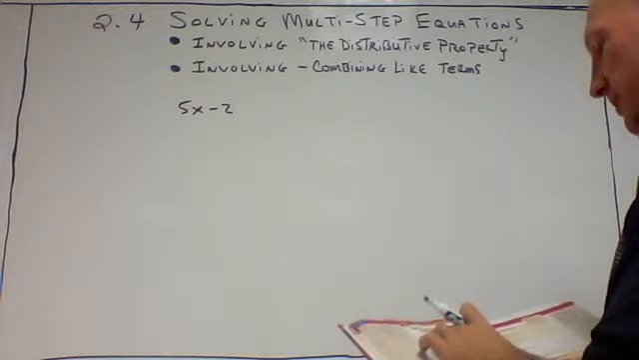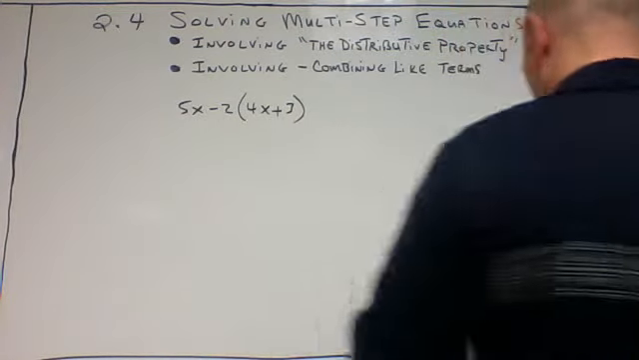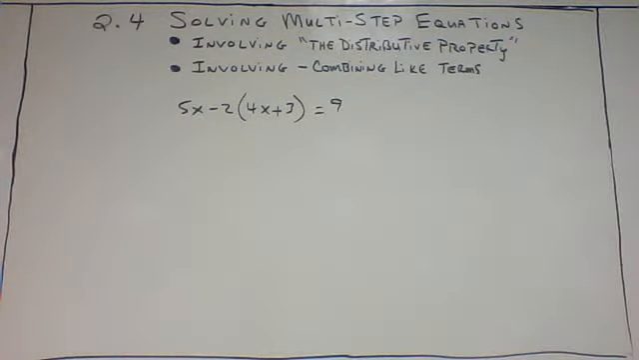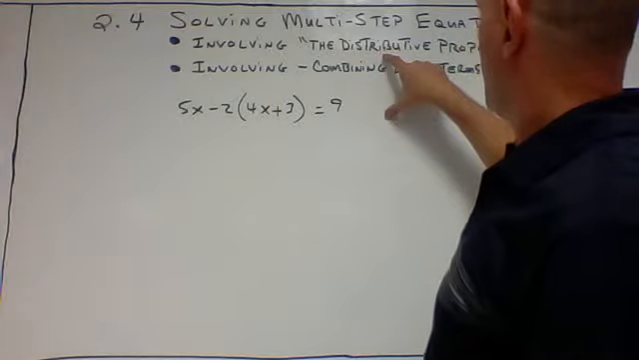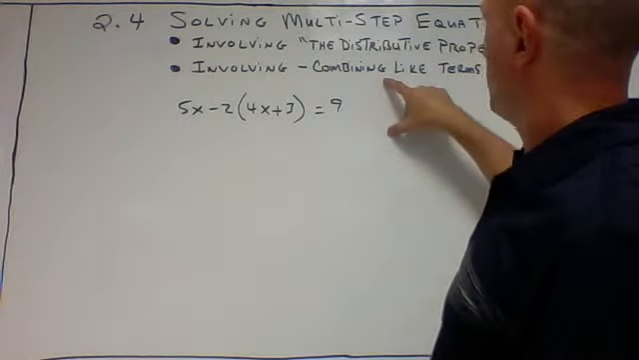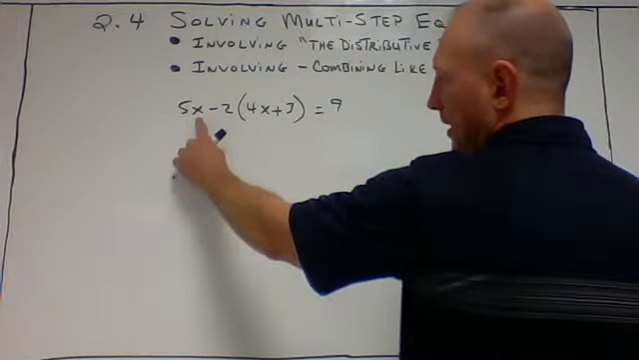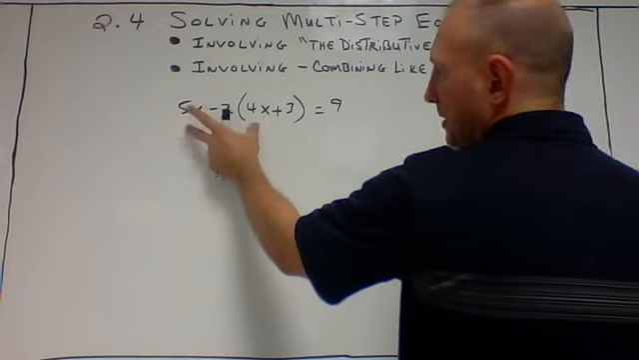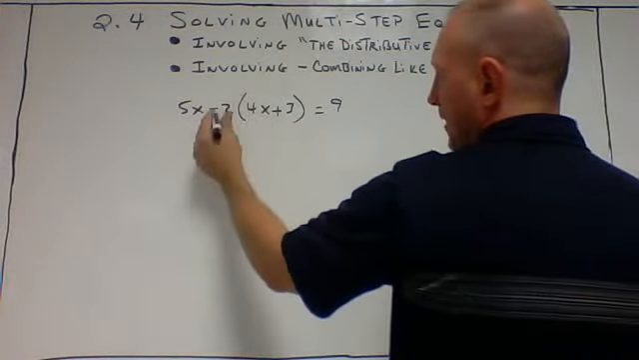(4x plus 3) equals 9. Now this is definitely going to involve the distributive property, and it's also going to involve combining like terms. So I can see over here that it has a term with an x and a term with an x. So those are going to be terms that are like because they have the same variable and exponent. But first, I got to distribute.